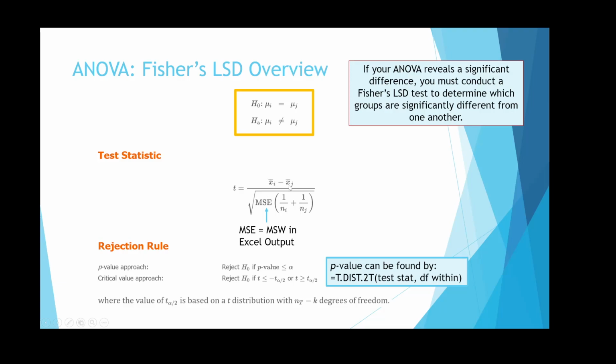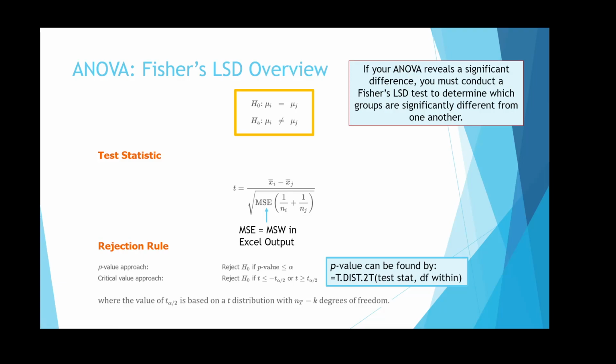So pay attention to this formula because we're about to type all this up in Excel. We have x bar, our sample average for the first group, minus the sample average for the second group, divided by the square root of the MSW, MS within in Excel, times, in parentheses, 1 divided by the sample size for the first group, plus 1 divided by the sample size for the second group.